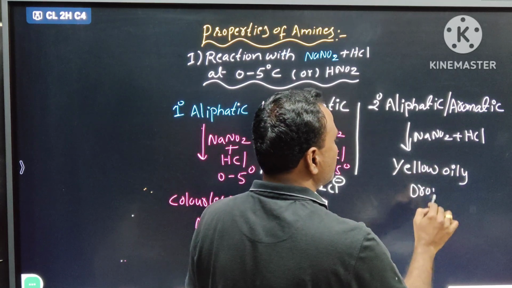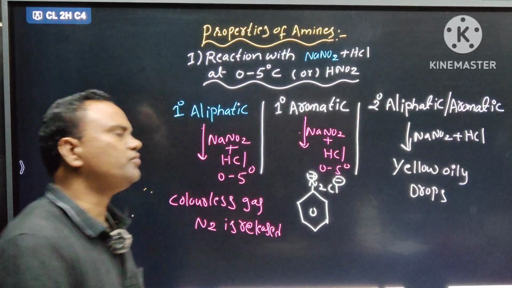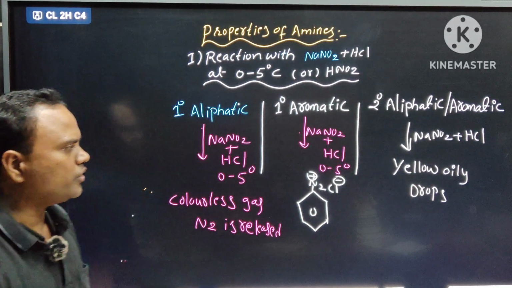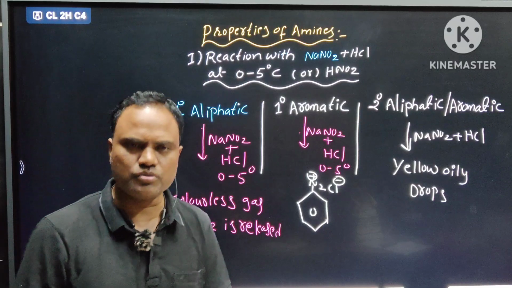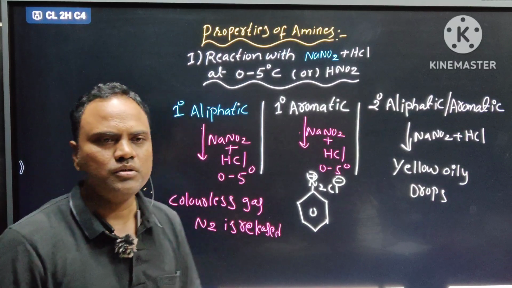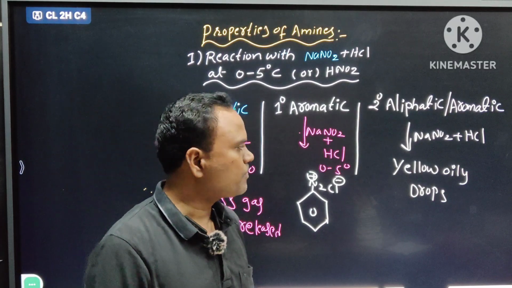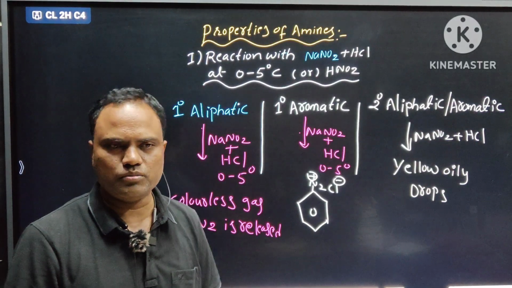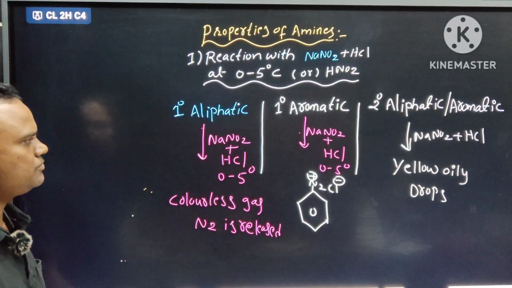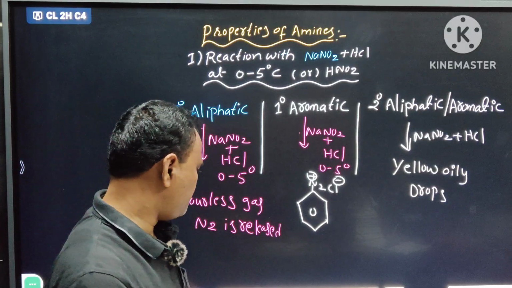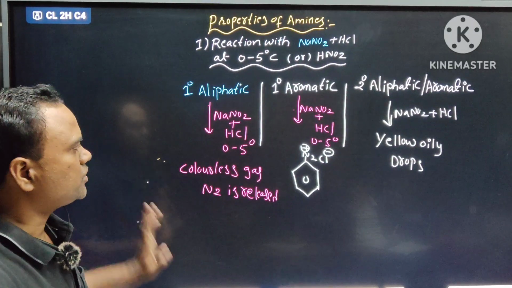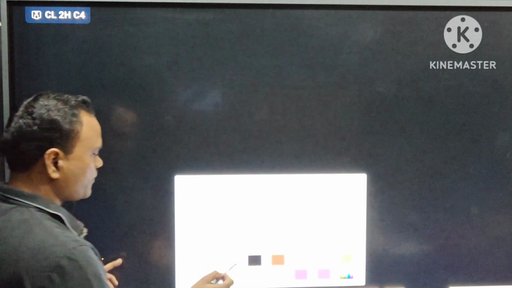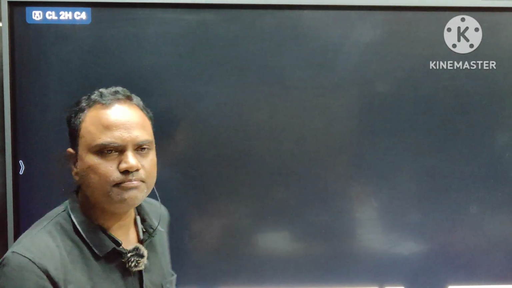So we can expect one question. How many of the following amines produce colorless gas N2? How many of the following amines produce yellow oily drops? Secondary aliphatic and aromatic, both. Right. This is a very important chart for the distinction of amines. Okay. Let us see the reaction briefly.